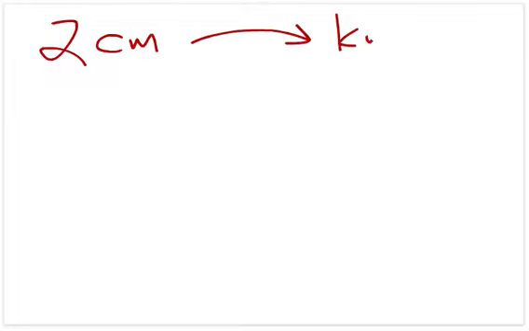Let's make it harder. It's also very possible that we might have to go across units. We might have to go from one prefixed unit to another. Say we had an easy number, 2 centimeters. I want to convert those centimeters into kilometers. I want to see how many kilometers is 2 centimeters. So what I'll do is write down my 2 centimeters.